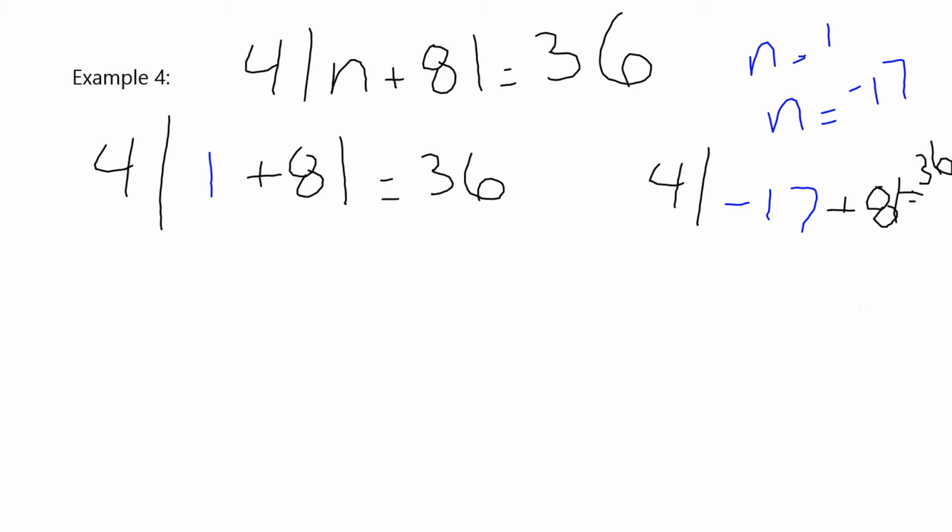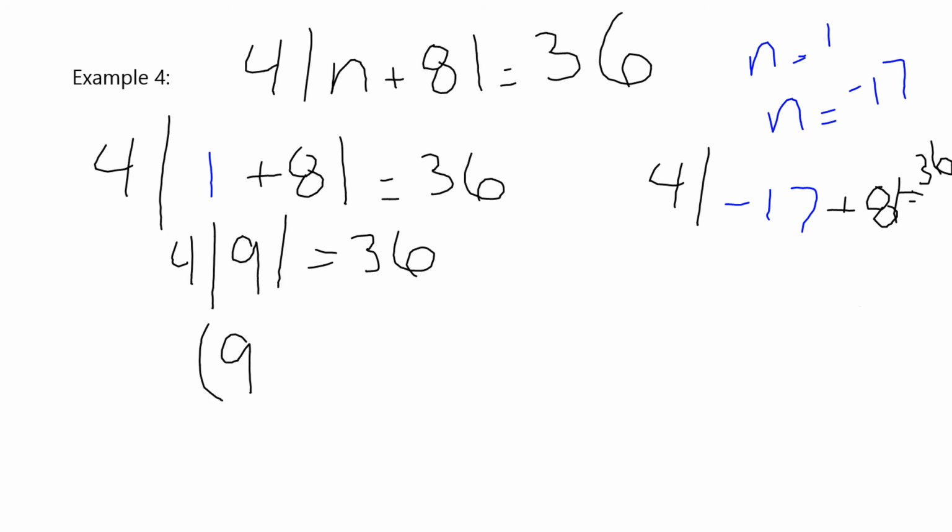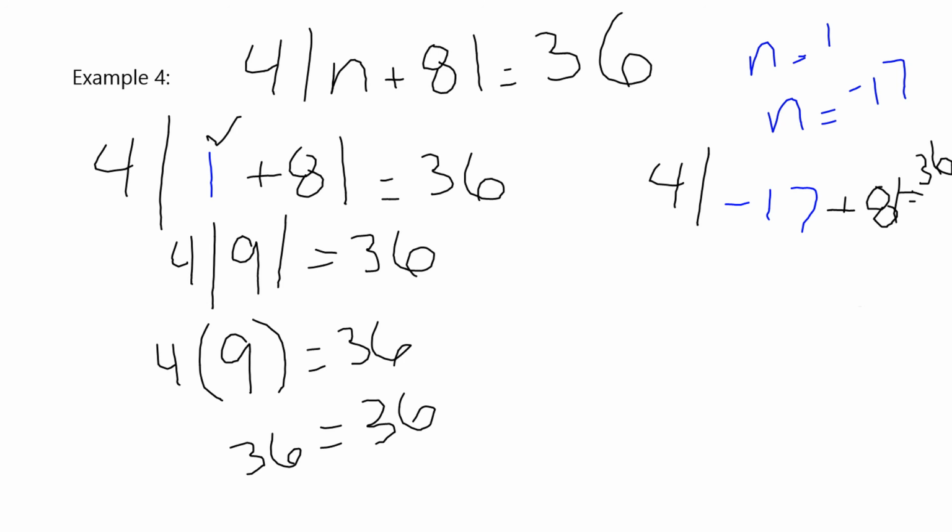So now we solve these. You do the absolute value first because it's a grouping symbol. So 1 plus 8 is 9. So the absolute value of 9 times 4 equals 36. The absolute value of 9 is 9, and I'm going to keep that in parentheses so we know to multiply. So we have 4 times 9, which is 36. So the answer of 1 checks out.